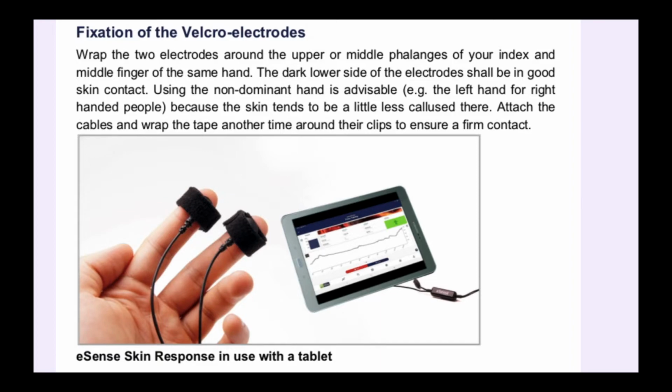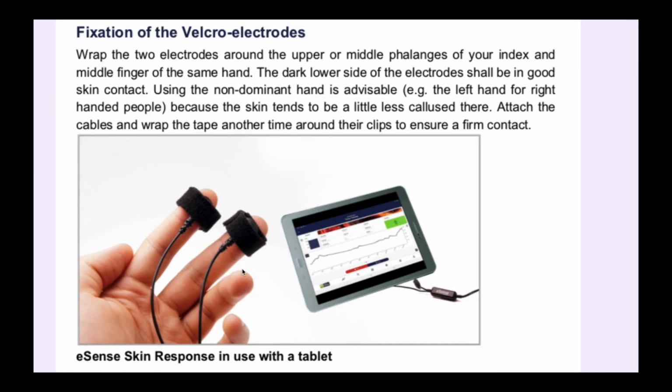Wrap the 2 electrodes around the upper or middle parts of your index and middle finger of the same hand. The dark lower side of the electrode shall be in good skin contact. Using the non-dominant hand is advisable because the skin tends to be a little less callous there. Attach the cables and wrap the tape another time around their clips to ensure firm contact. You should neither take the electrodes too firmly, where you would block blood circulation, nor too weakly, so as to let them slip and move around.